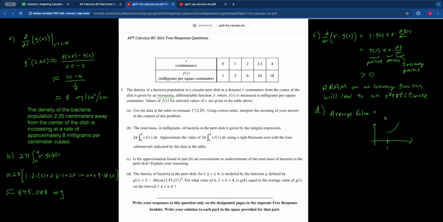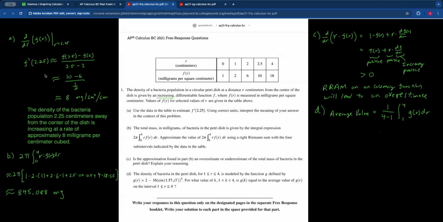So in this particular case, we just need to do the following. Average value will equal 1 over 3, so 4 minus 1, times the integral from 1 to 4 of g of r dr, right? So that's going to be your average value there. And we're supposed to find where it occurs, so we'll do that as a second step. But over here, we should plug this into a calculator.